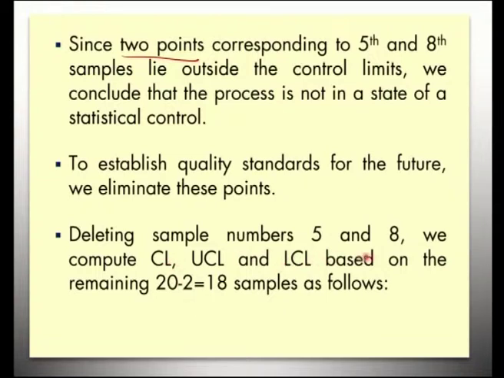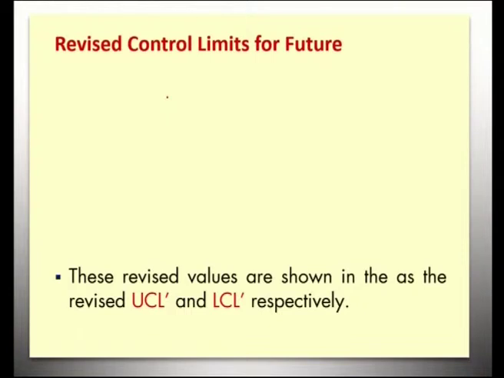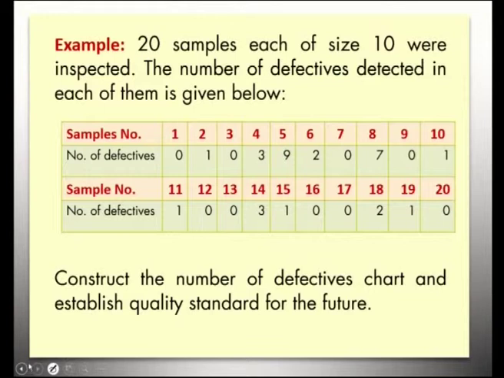So, out of 20 samples, 5th and 8th samples are eliminated, we have only 18 samples. So, deleting sample numbers 5 and 8, we compute CL, UCL and LCL based on the remaining 18 samples as follows. Revised control limits for the future: P bar is equal to summation D minus the corresponding numbers of defectives. The 5th corresponding value is 9 and the 8th corresponding value is 7, and summation D, the whole number of defectives, is 31. So 31 minus 9 minus 7 gives the total number of defectives for the remaining 18 samples.